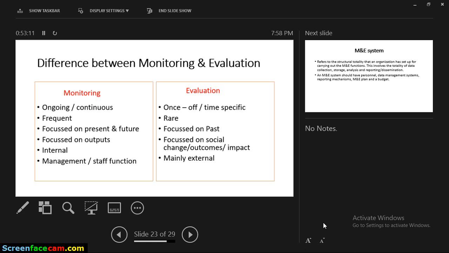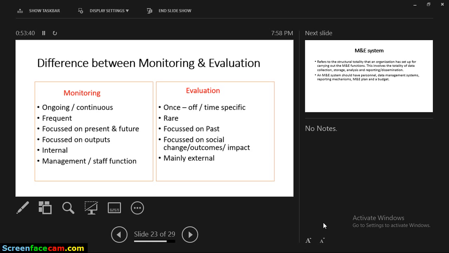Monitoring is focused on the present, what we are doing now and what we are going to do tomorrow and after tomorrow. Evaluation focuses on whatever you did. Monitoring focuses on outputs, while the other will focus on the exact change that a project, or rather the program, has made in the targeted population. You should look at the outcome and the impact.